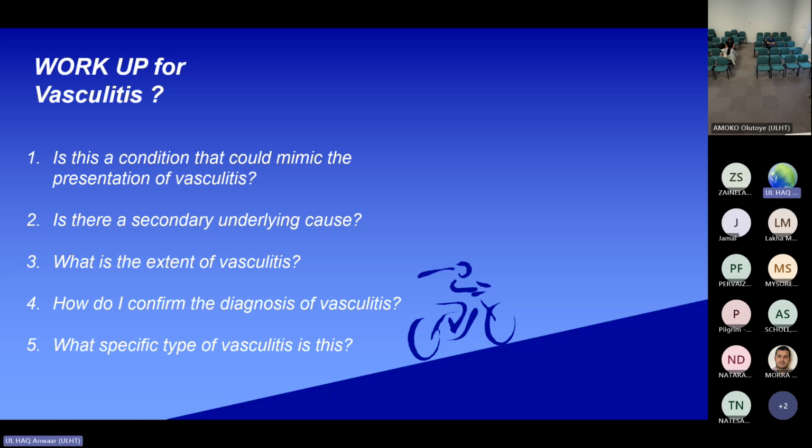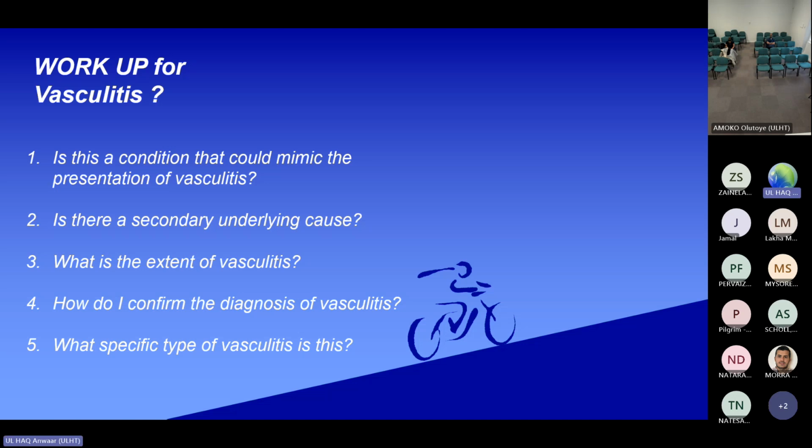Well, after taking the proper history and investigations and clinical presentations, we will go for the workup of the vasculitis. When you do a workup of vasculitis, you should think about these five possibilities. Not every presentation is vasculitis, but we must rule out all these things. There are five questions you need to ask yourself. The first question is: is there a condition that could mimic the presentation of vasculitis? Number 2, is this secondary to an underlying cause?